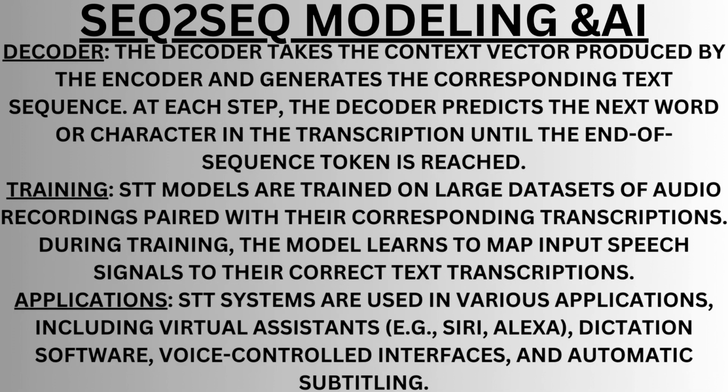Decoder. The decoder takes the context vector produced by the encoder and generates the corresponding text sequence. At each step, the decoder predicts the next word or character in the transcription until the end-of-sequence token is reached. Training. STT models are trained on large datasets of audio recordings paired with their corresponding transcriptions.